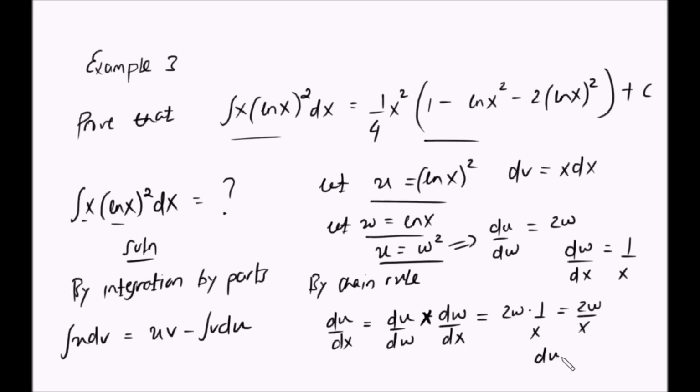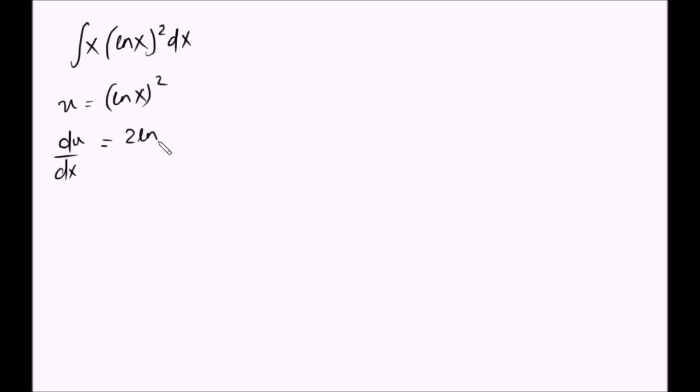So you can see finally du dx itakuwa sasa na 2w. Kumbuka tulisema w ni ln x, kwa 2 ln x over x. Let me start a fresh page. Let's keep it clean. So nimesema u ni ln x squared. So nimepata du dx ni 2 ln x over x. Kwa hiyo kumbe du itakuwa ni sawa na 2 ln x dx over x if I make du the subject.